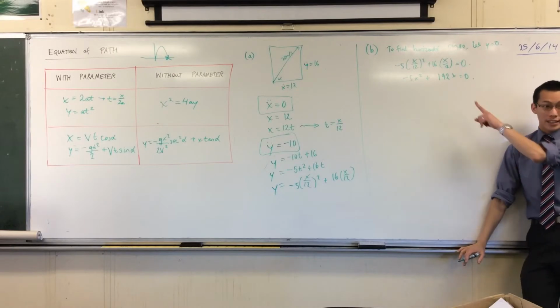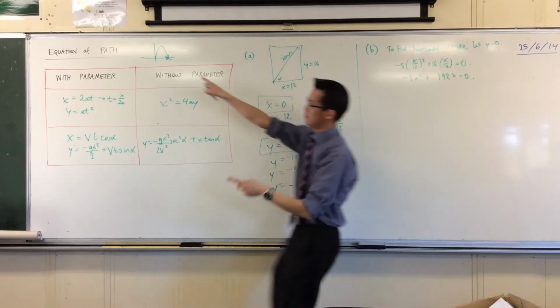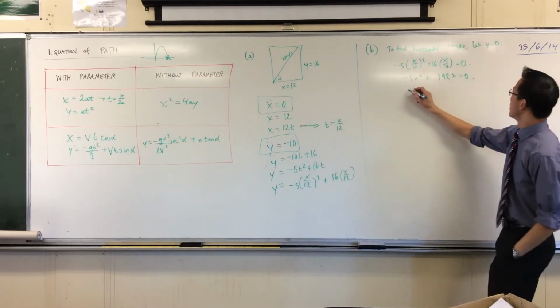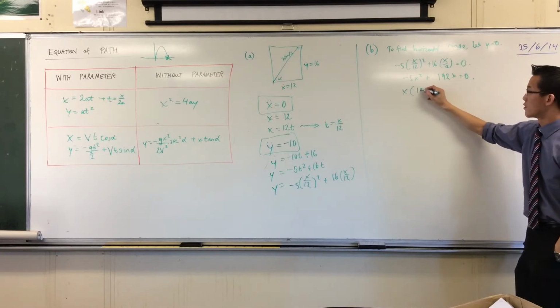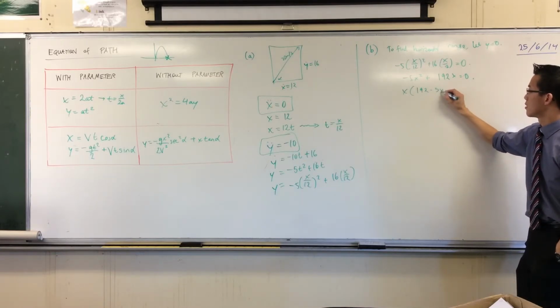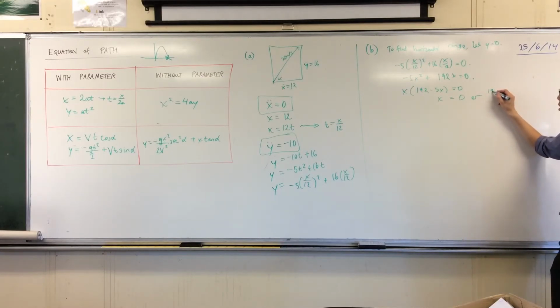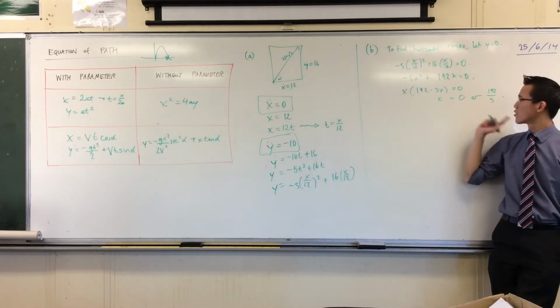So I want to solve this. You can clearly see that one of the solutions is x equals 0, naturally, but I want the other one, don't I? Okay. So I'll just factor out. Let's see, I'll factor out an x, which will give me this. 192 minus 5x. So here are my two solutions.